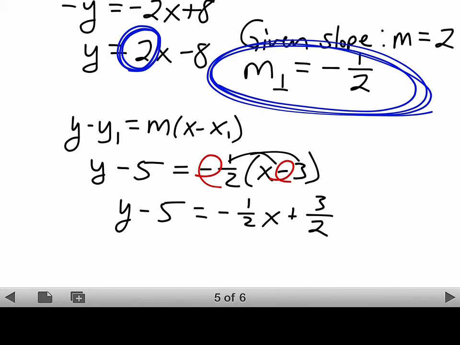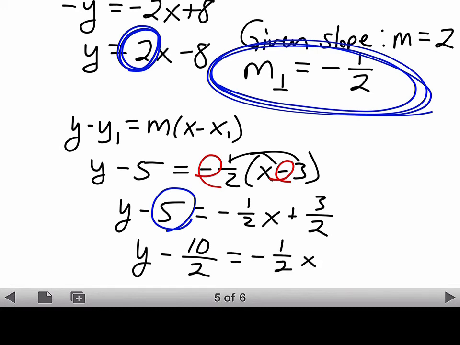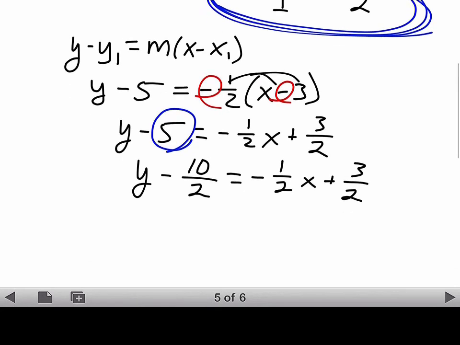And it might be easier to think of 5 as a fraction with a denominator of 2. So 5 with a denominator of 2, that's 10/2. So y minus 10/2 is equal to negative 1/2 x plus 3/2. Adding 10/2 to both sides gives me y is equal to negative 1/2 x plus 13/2.